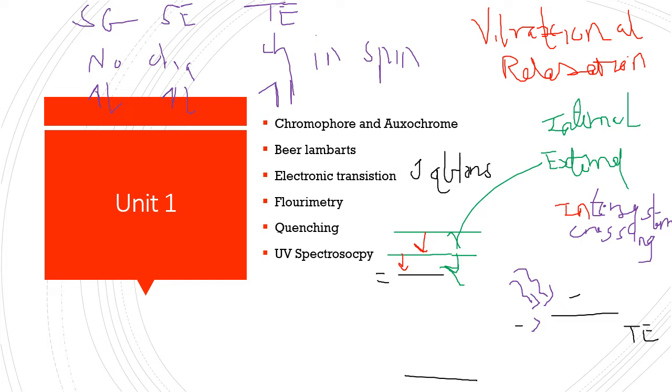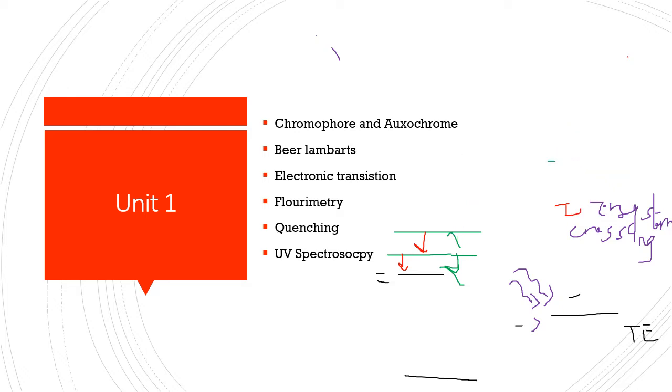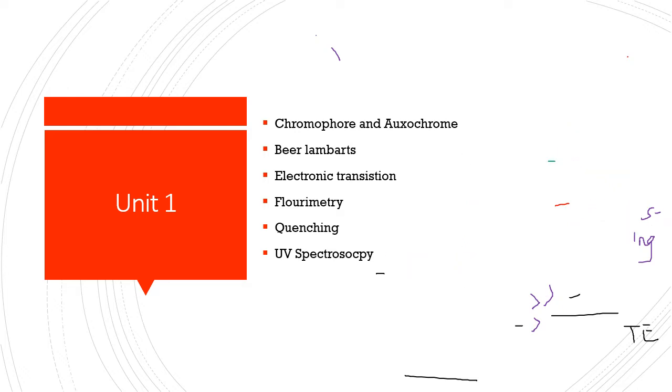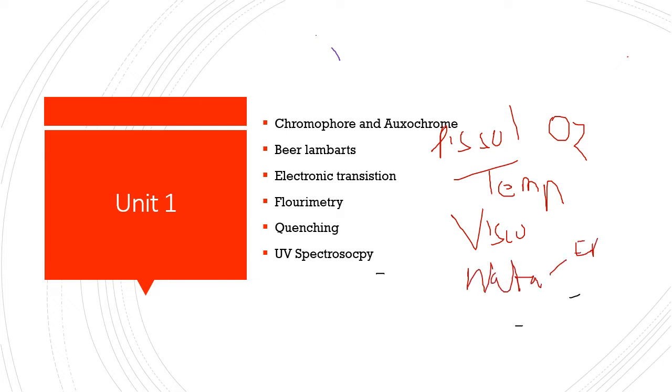And from fluorescence, there are a few factors that affect quenching. Now, what is this quenching? Quenching is basically reduction in the fluorescence intensity. So there are different factors like dissolved oxygen, temperature, viscosity, nature, rigidity. In nature, you have electron donating group and electron withdrawing group.